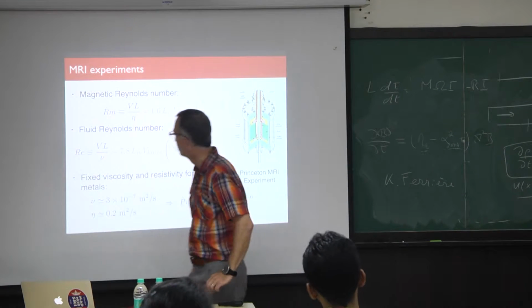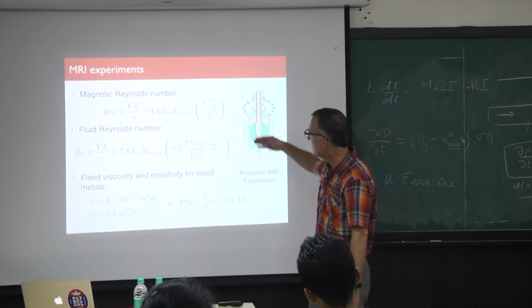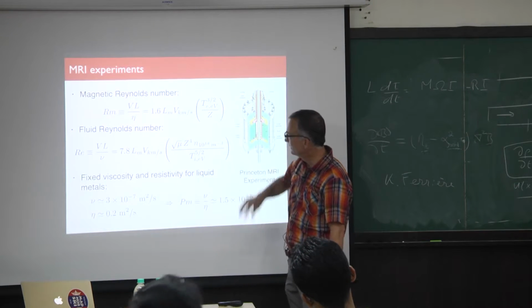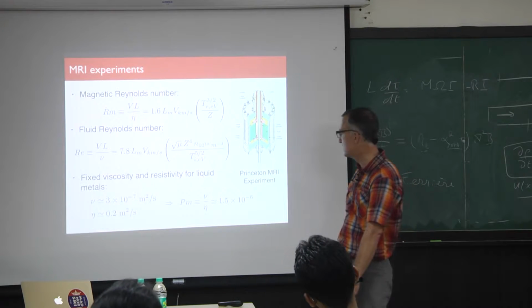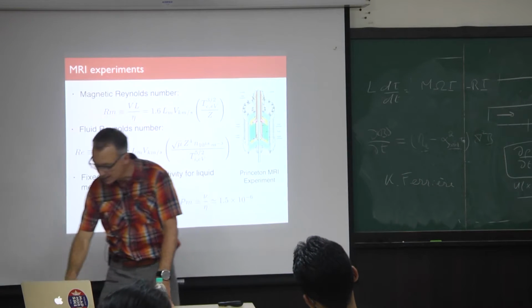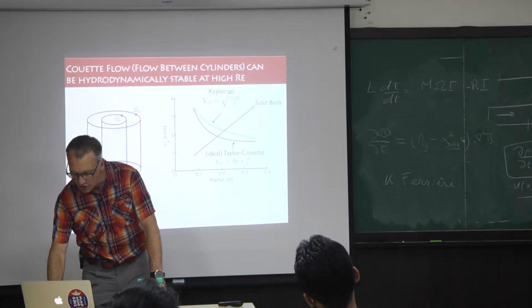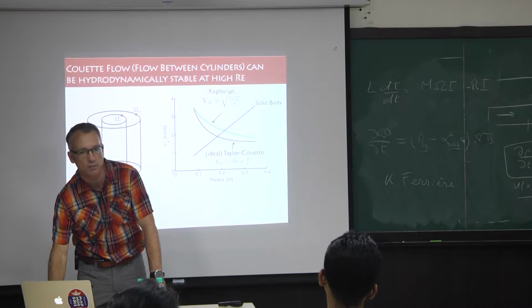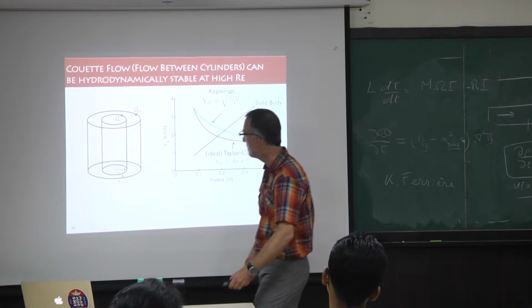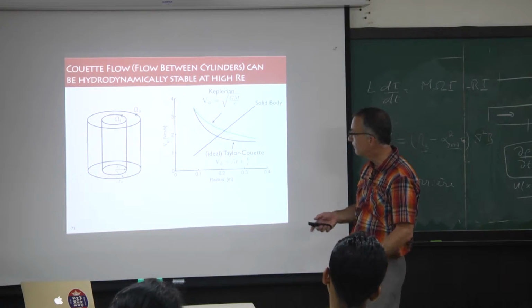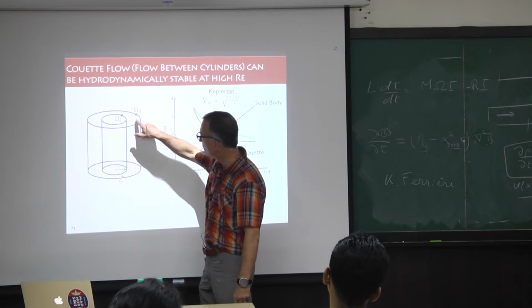So we can add value by using plasmas instead of liquid metals. And so we're doing this at Wisconsin. I'm going to use this to show you how we stir plasma. Okay? So just a reminder, Couette flow is flow between two rotating cylinders.